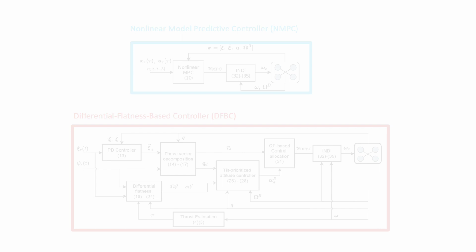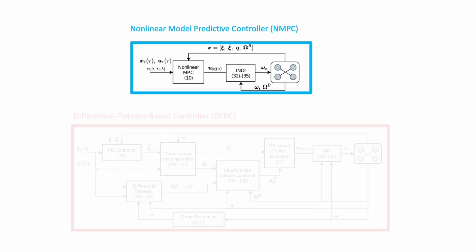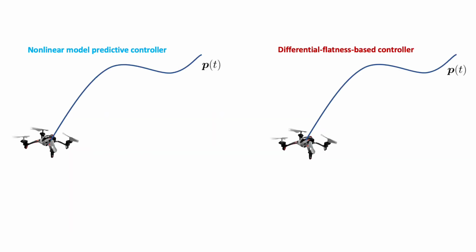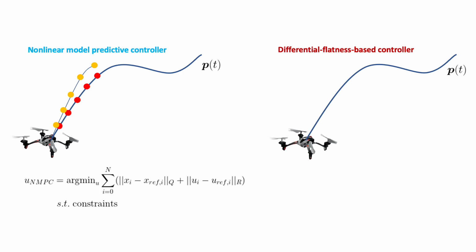In this study, we systematically compare and enhance the nonlinear NMPC and the differential flatness-based controller. They are the two mainstream control architectures for quadrotor agile flights. The NMPC solves a nonlinear programming problem online to find an optimal trajectory with minimum error from a set of points on the reference trajectory. Its predictive nature and ability to deal with input constraints make it suitable for tracking highly agile trajectories.